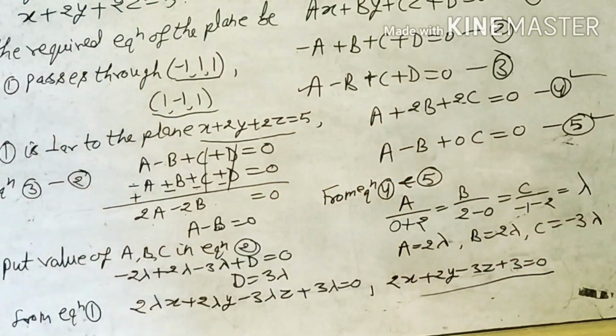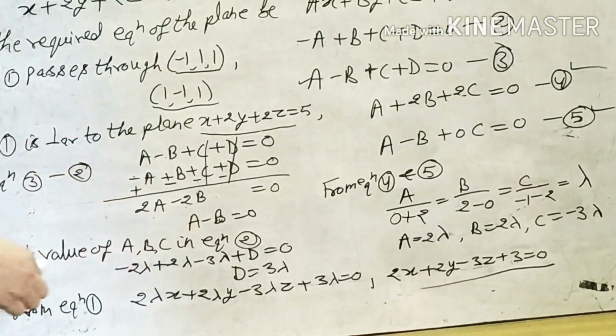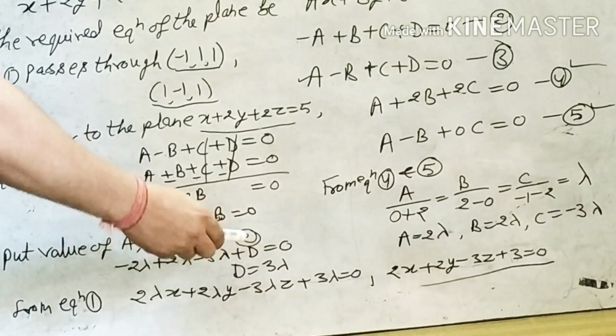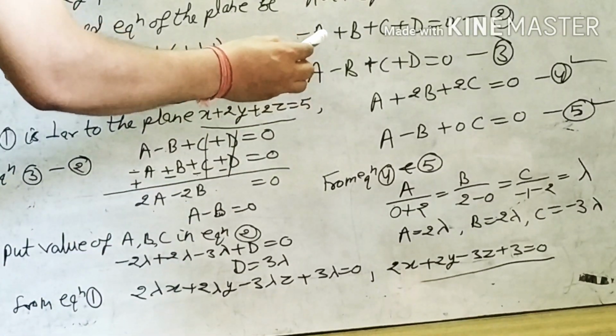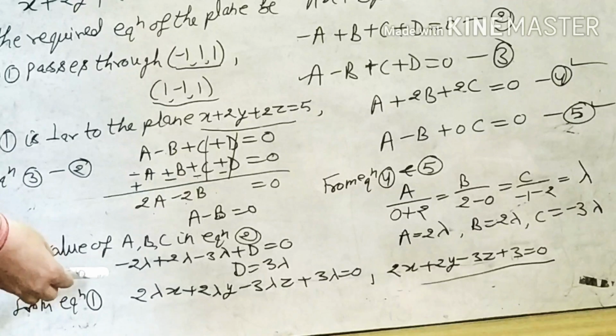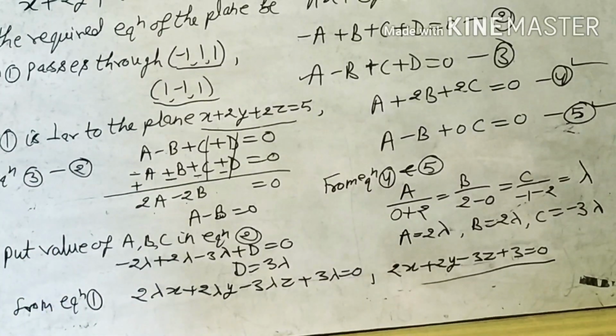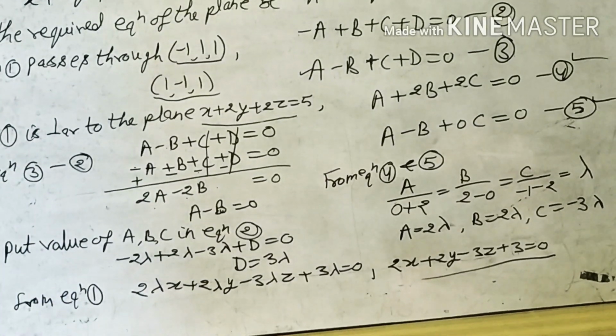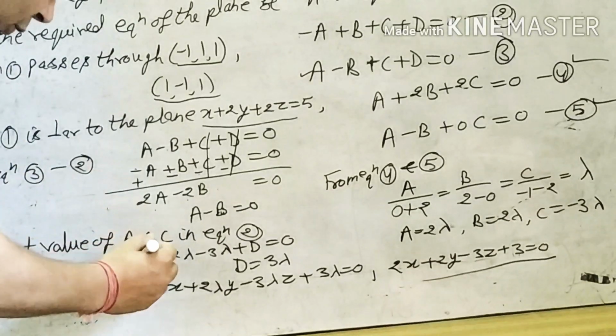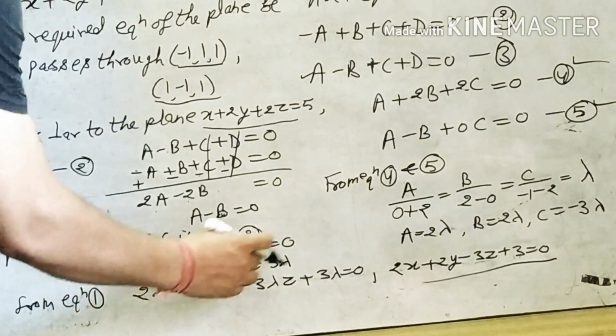Value of a, b, c put in equation second. Second equation is this; put the values of a, b, c. It will be minus 2 lambda plus 2 lambda minus 3 lambda plus d equal to 0. 2 lambda and 2 lambda cancel out, d equal to 3 lambda.